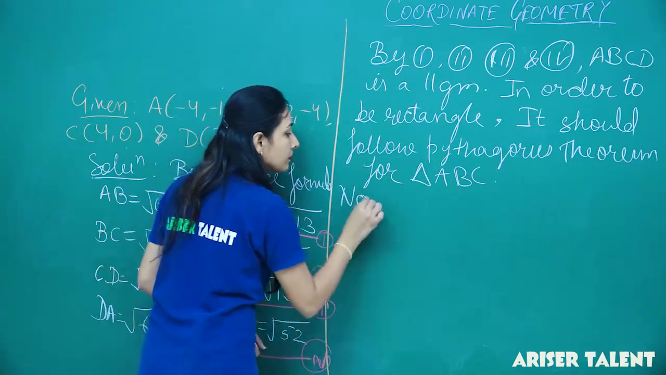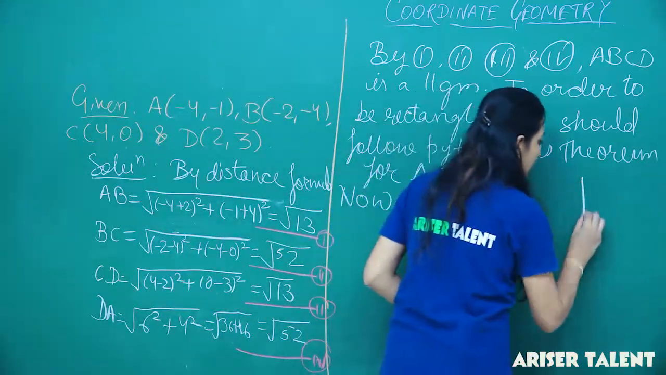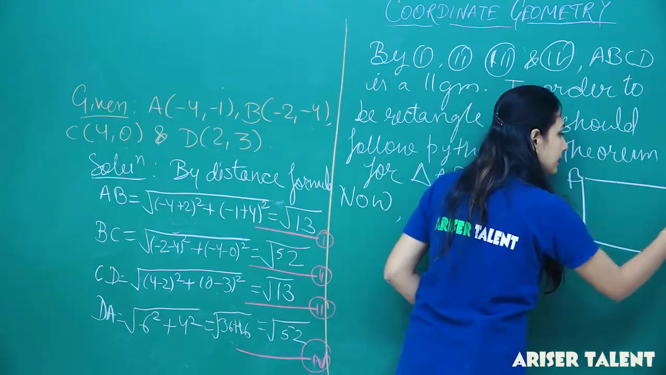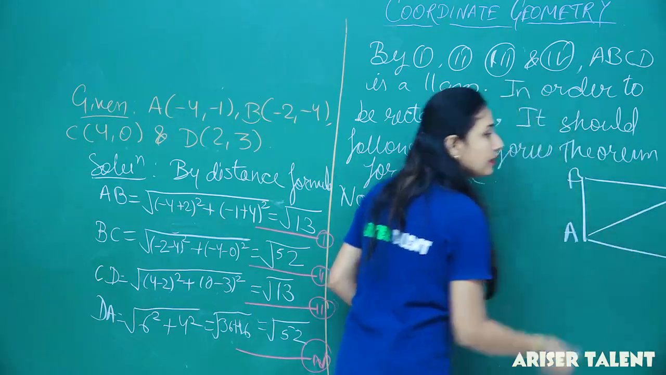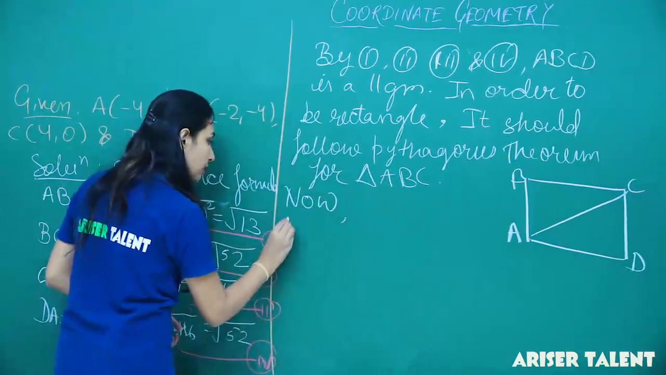Now, for the triangle, what will I do? I'll just make a diagram here. That is A, that is B, that is C, and that is D, and this is AC. So AC equals.